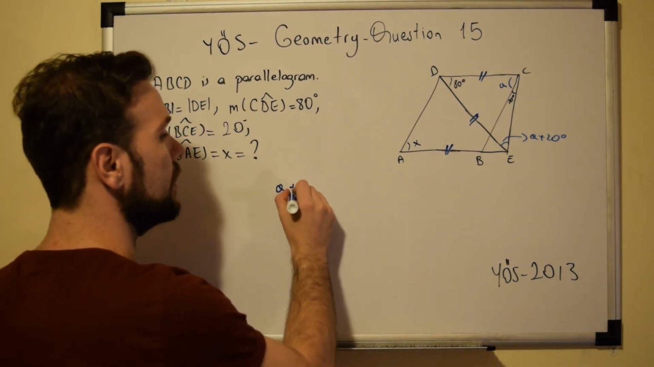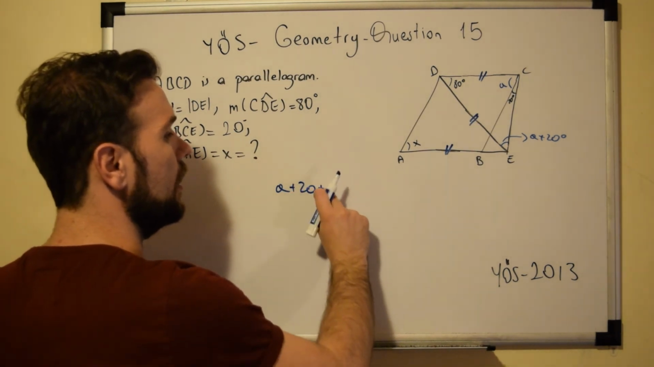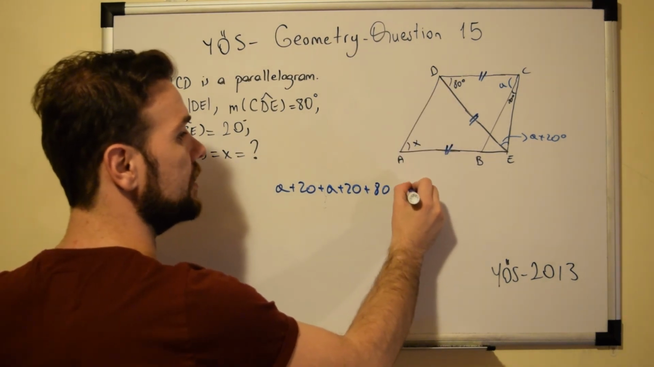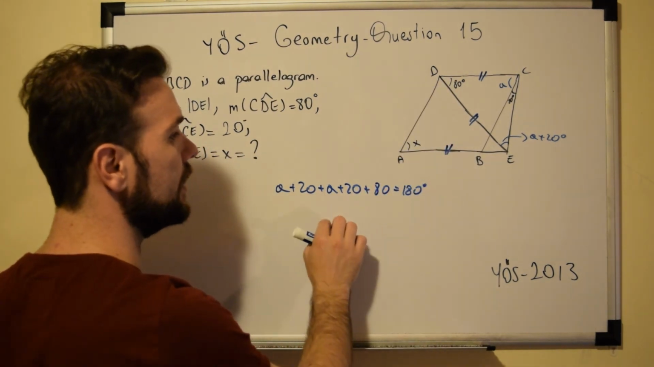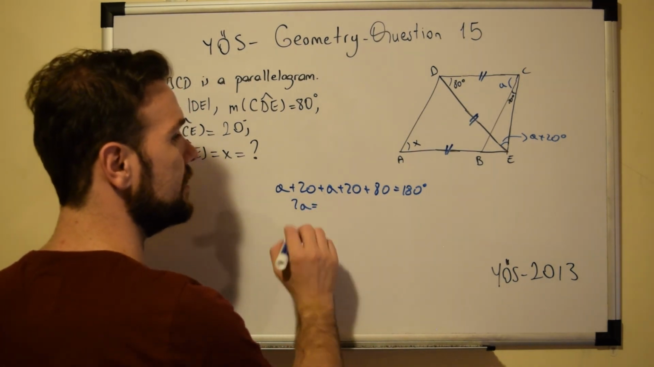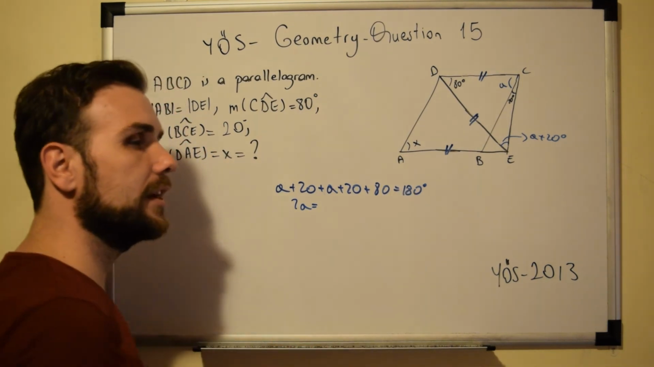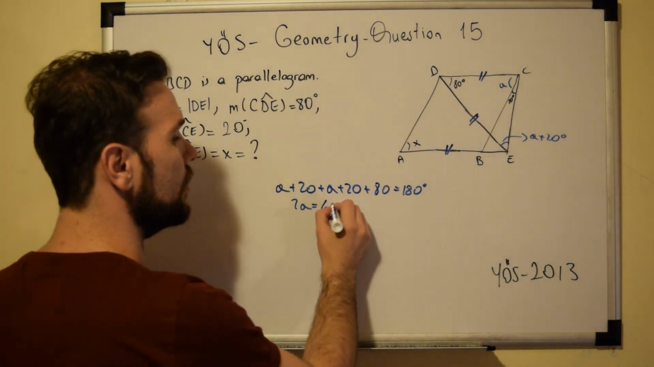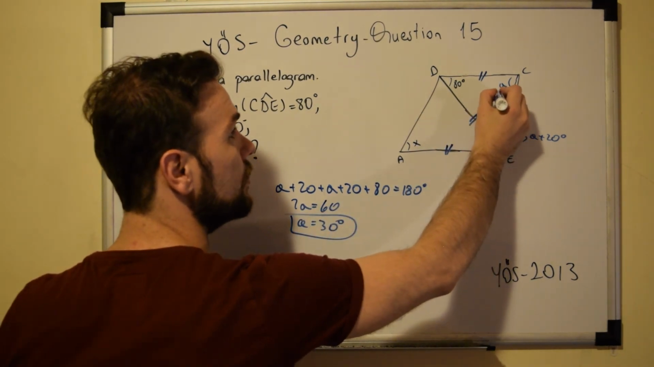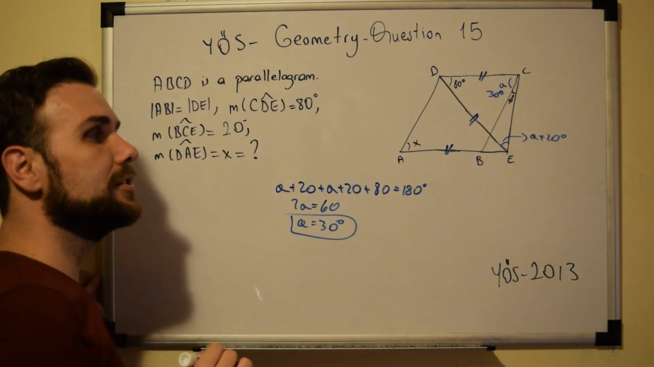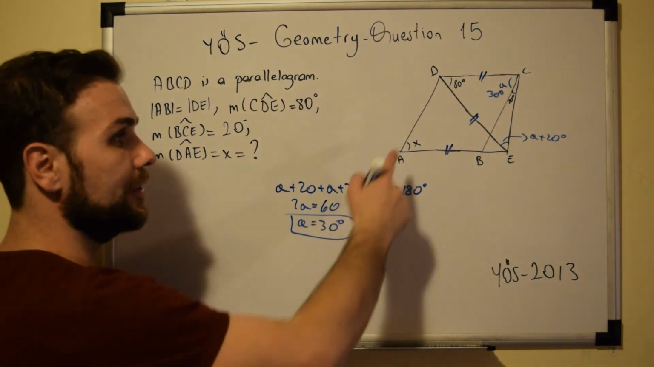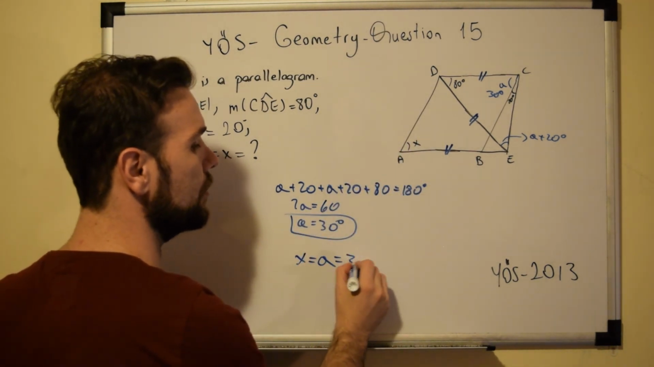So we have A plus 20 plus A plus 20 plus 80, which is equal to 180. So 20 plus 20 is equal to 40 plus 80 is equal to 120. So 2a is equal to 180 minus 120, which is equal to 60. So a is equal to 30. Now we found the value of a, which is equal to 30 degrees. What is another piece of information that we know about parallelograms? We know that opposite angles are equal to each other. So in this case, x will be equal to a, which is equal to 30.